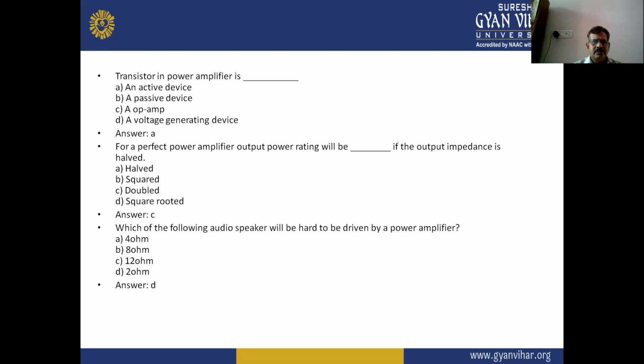Next, for a perfect power amplifier, the output power rating will be ___ if the output impedance is halved. Option A, half; option B, squared; option C, doubled; option D, square rooted. So for a perfect power amplifier, if the output impedance is halved, the output power rating will be doubled. This is the correct answer, option C.